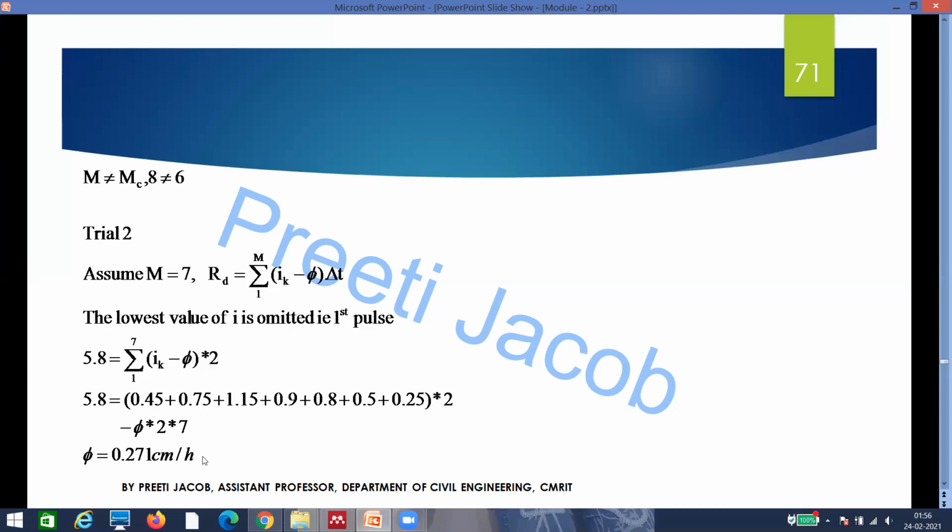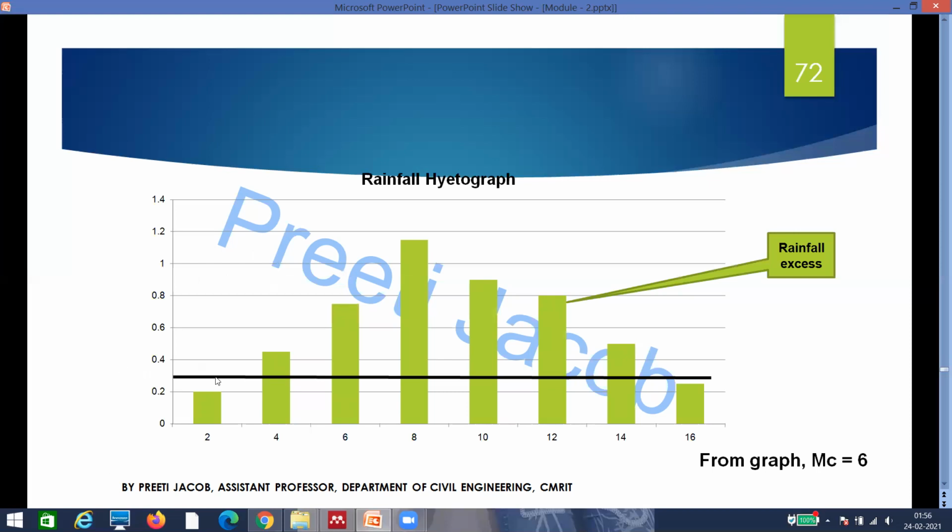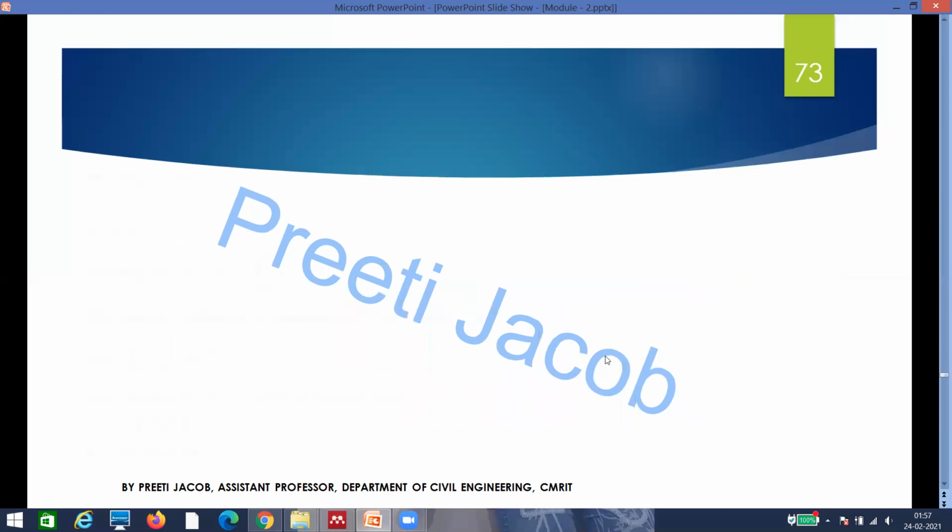Now again, we'll check in the graph. Now if I plot that here, remember I have assumed that 7 values are producing rainfall excess. Now when I come to reality, it will be 0.275. Here again, this is infiltration. Infiltration, the water will go down into the ground. So the rainfall excess which is produced is 1, 2, 3, 4, 5, 6. I assumed it is 7, but it is not 7, it is only 6. 6 is your MC. So again, I have to go with the third trial.